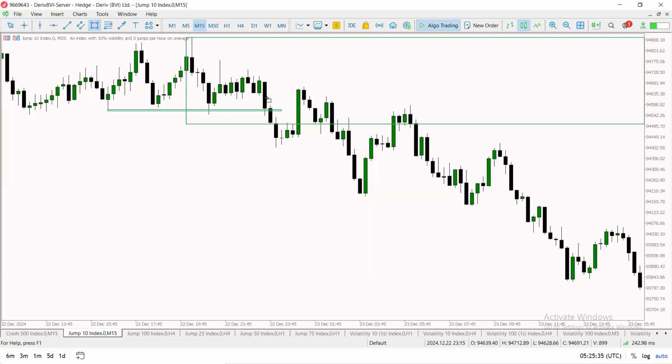So we mark. Now, when we mark this midpoint, which you see here, is the 50%. So this is not TradingView. This is Jump 10.